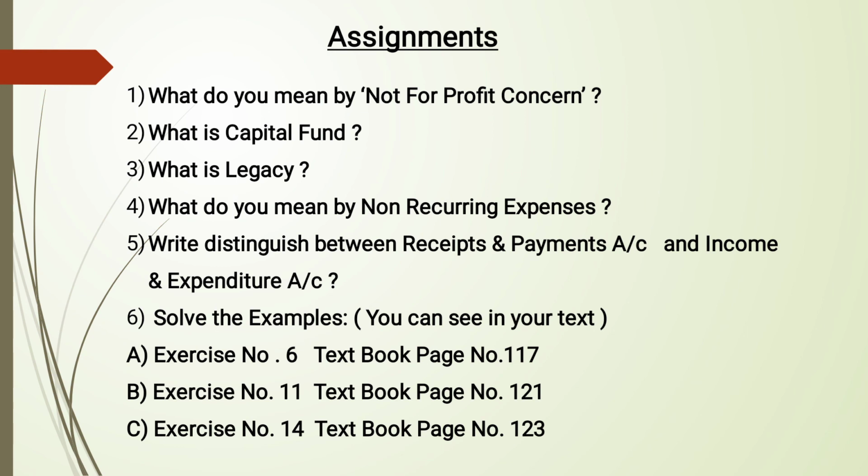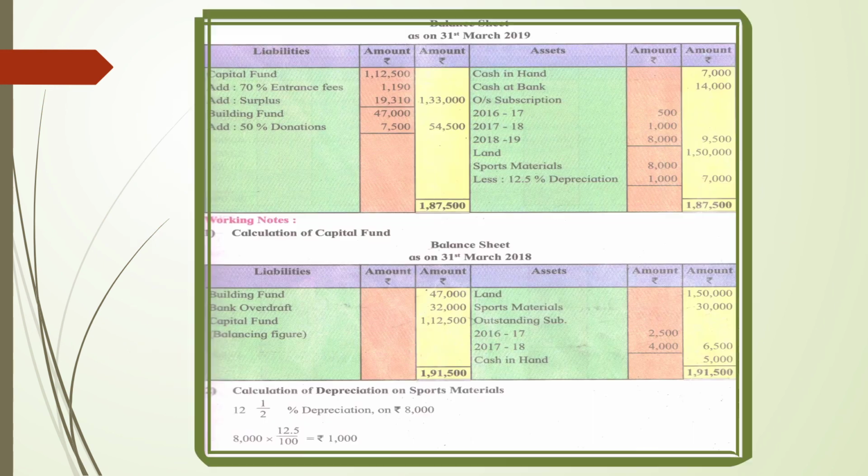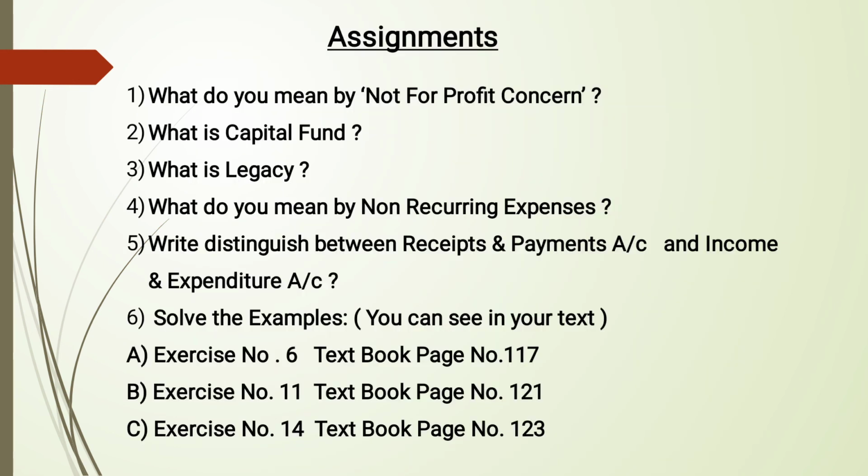What are the assignments? What do you mean by not for profit concern? What is capital fund? What is legacy? What do you mean by non-recurring expenses? Write the distinction between receipt and payment account and income and expenditure account. Solve the examples. See, 3 examples are there for the homework. You can see in your textbook. Exercise number 6, unsolved example, textbook page number 117. Exercise number 11, textbook page number 121. Exercise number 14, textbook page number 123.